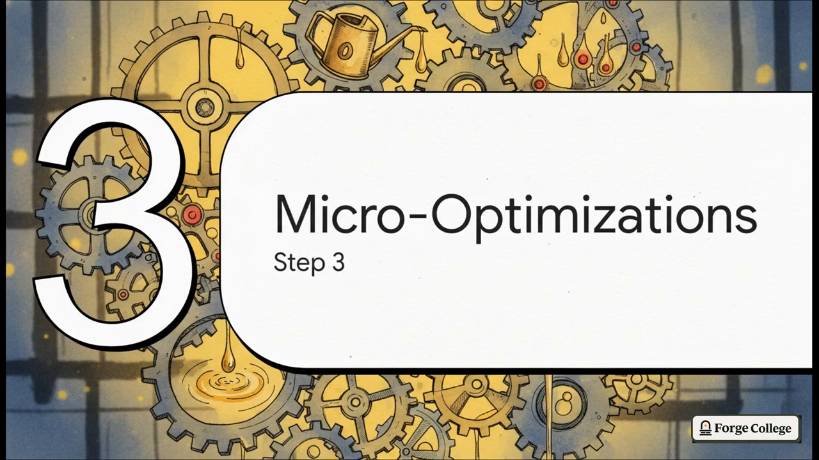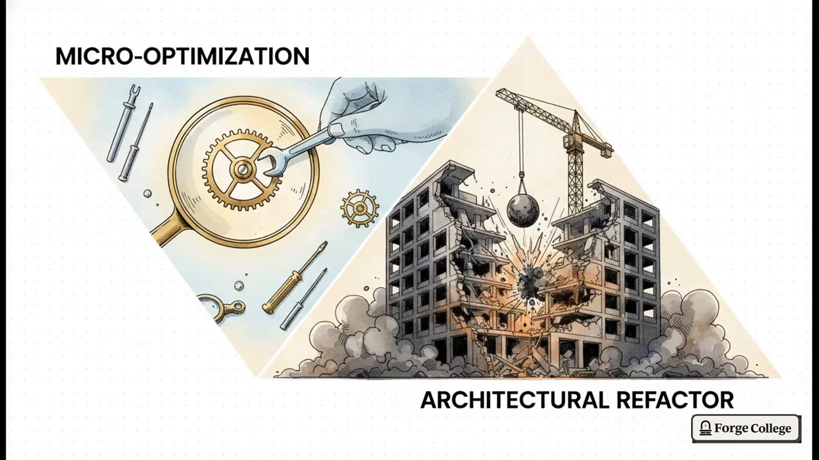Which brings us to step 3, applying micro-optimizations. Okay, we've found the friction point, so what do we do? Well, it's time to apply some targeted oil to the gears rather than tearing down the entire factory.